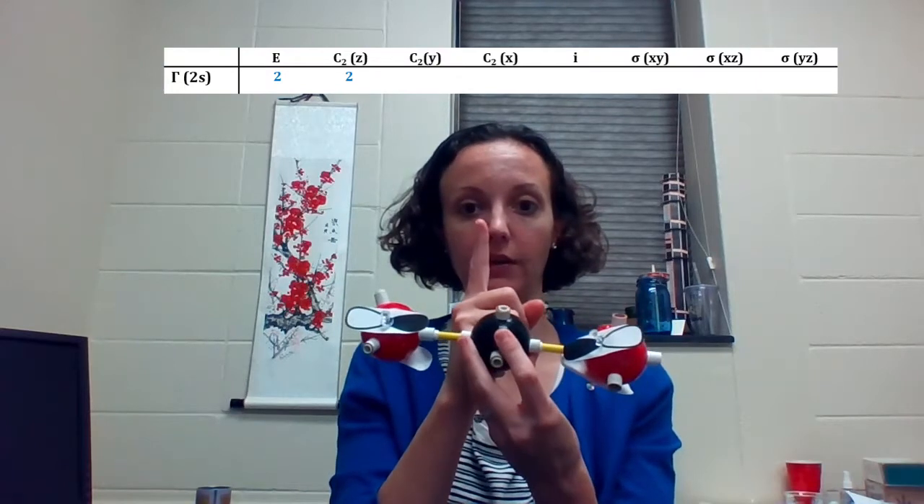If we rotate around the x-axis, x is going up and down, rotate around x, both orbitals have moved. This orbital went over here, this one went over here. So we write down 0. Rotation around the y-axis, coming in and out of the screen at you. Both orbitals have moved, so we write down 0. Inversion, this atom comes over here, this atom comes over here. Both have moved, we write down 0.